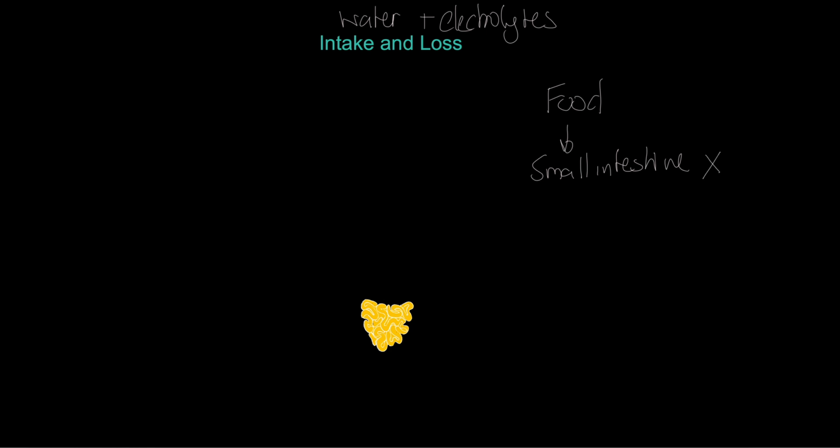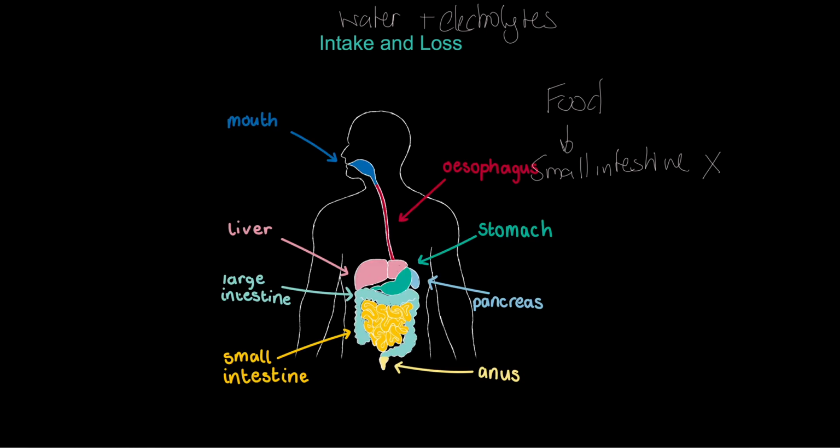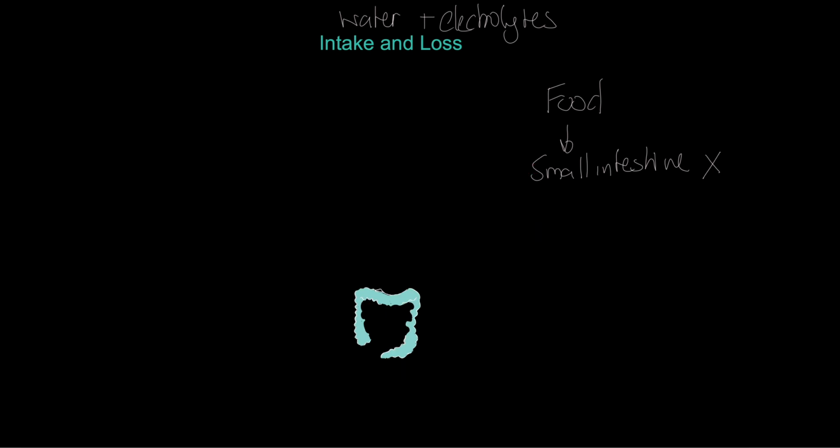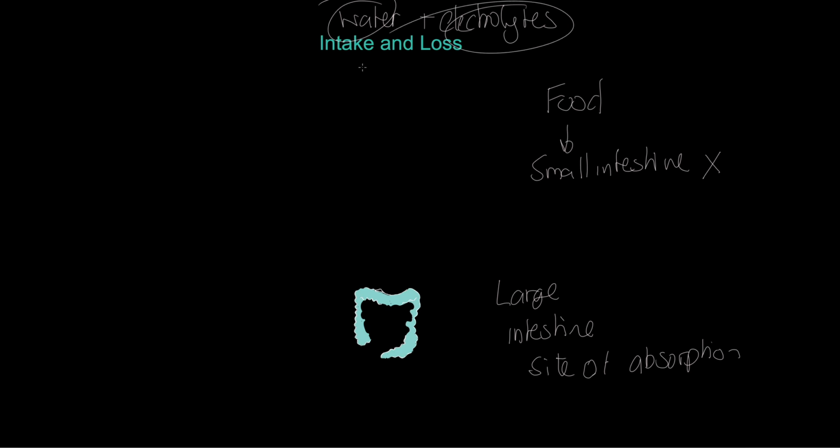And if we put our whole system back up here, what we're going to isolate now is the large intestine. So here is the large intestine. And first of all, folks, I want you to be aware that the large intestine is the site of absorption, and specifically of water and electrolytes, as opposed to, for example, amino acids in the small intestine. So we want to understand that first of all.